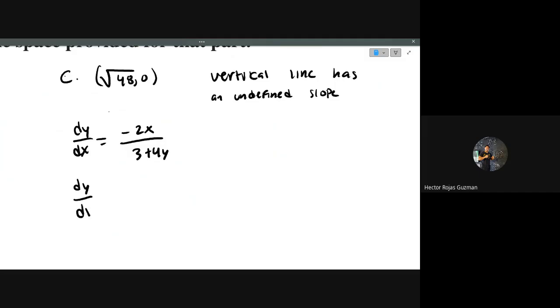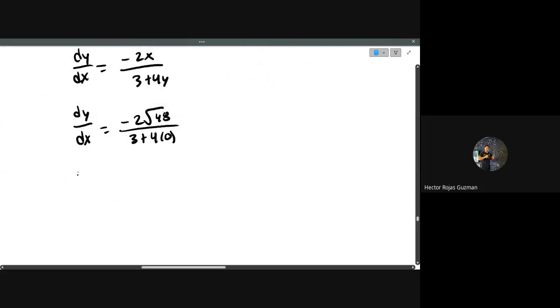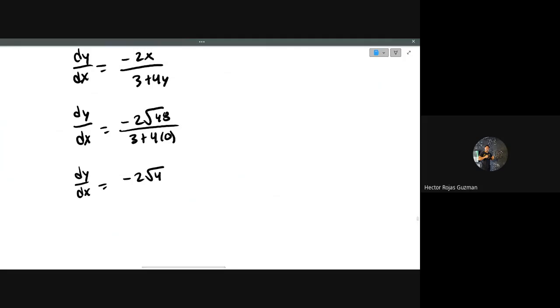dy/dx equals negative 2 times the square root of 48 divided by 3 plus 4 times 0. dy/dx equals negative 2 radical 48 divided by 3. And there you have it. Since the denominator is not equal to 0, the tangent line is not vertical.